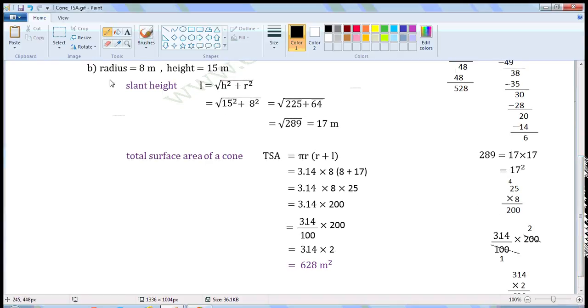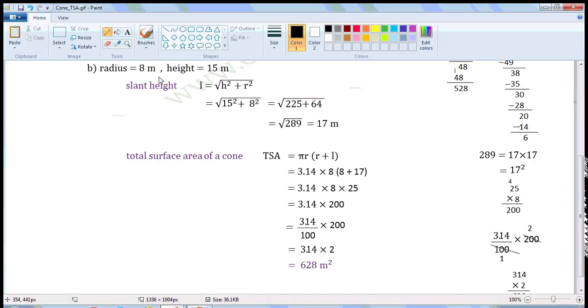Next one, radius is equal to 8 meters, height is equal to 15 meters. We can find the TSA of a cone using the formula TSA is equal to pi r into r plus L. TSA means total surface area, pi the constant, its value is approximately equal to 22 by 7 or 3.14, r is the radius and L is the slant height.